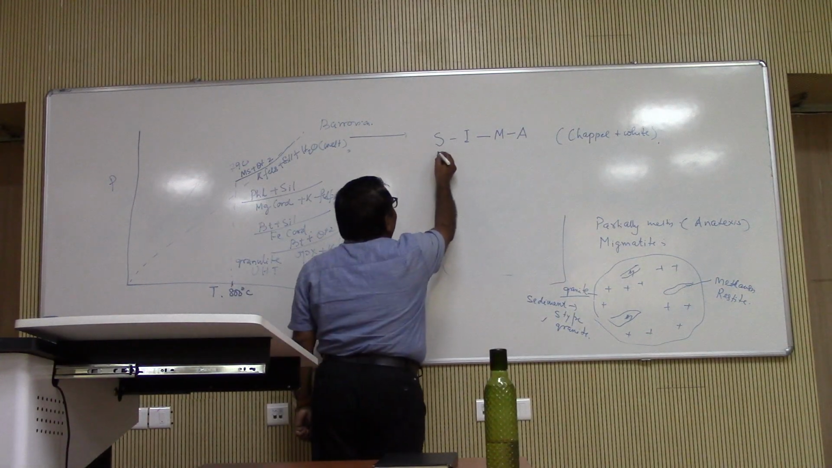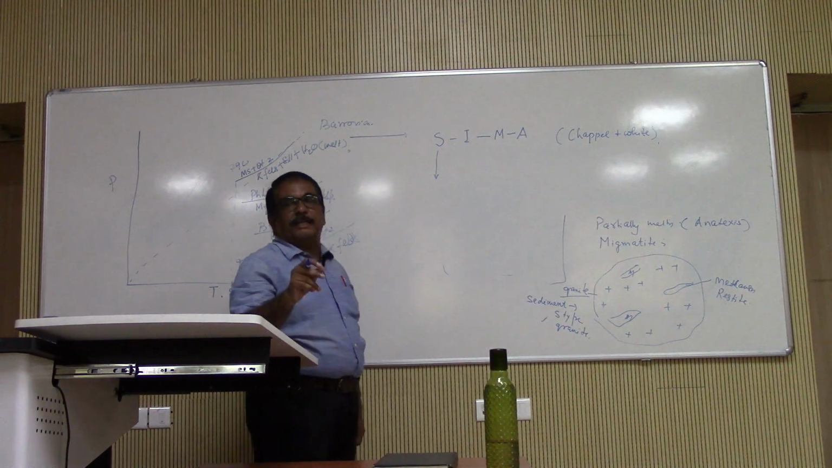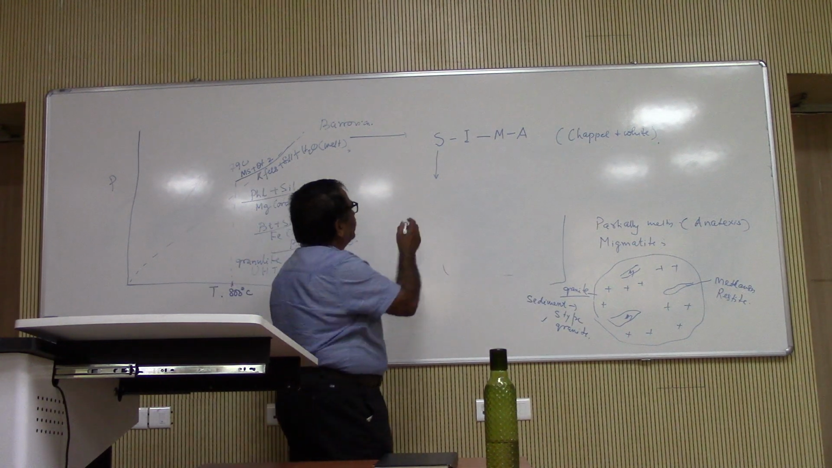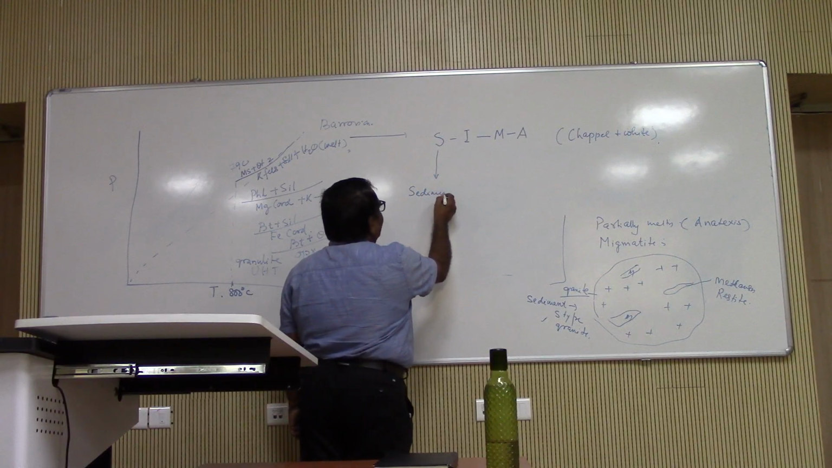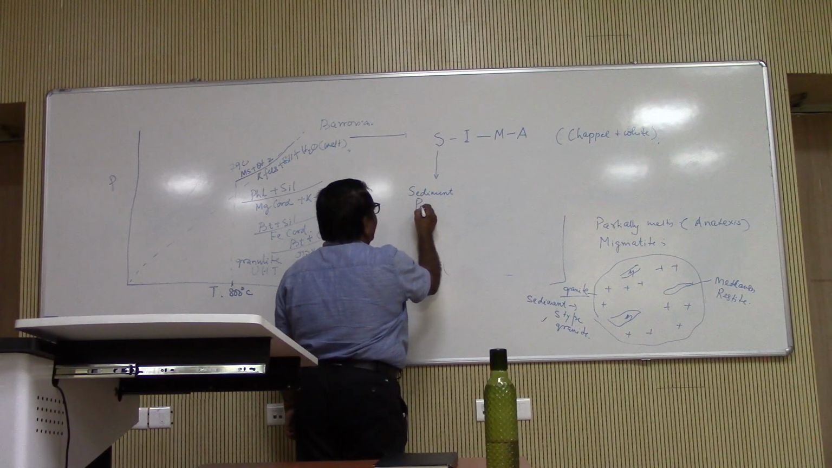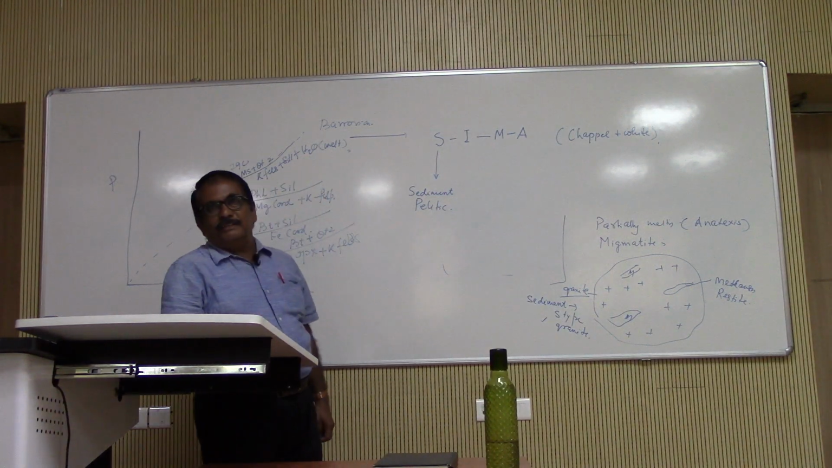So this is produced from migmatite or anatexis, full melting of the sediment. S stands for sedimentary derived. Which sediment? Pelitic sediment, not a calcareous sediment. Understood now?